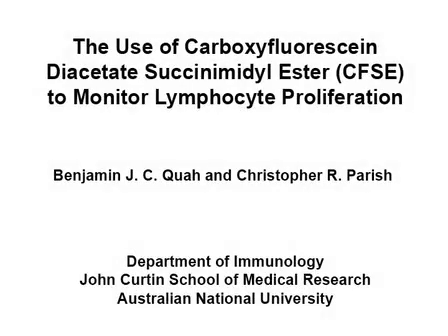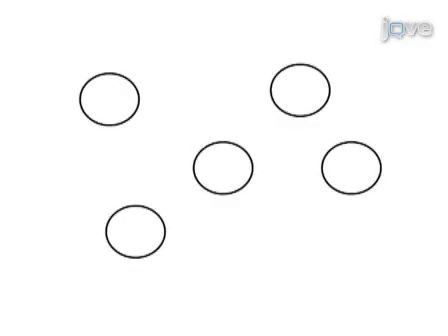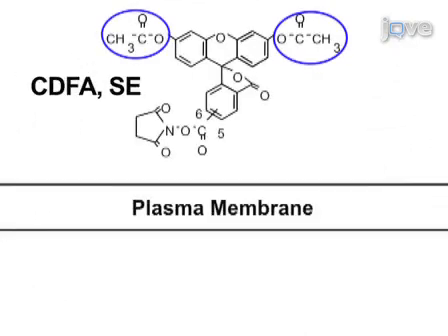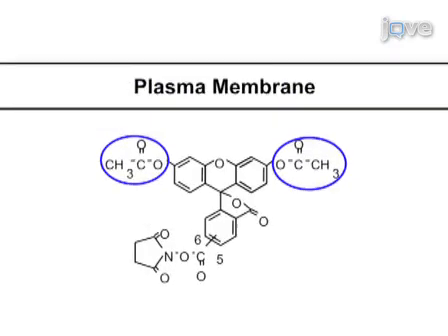The overall goal of this experiment is to label lymphocytes with the intracellular fluorescent dye CFSE so that lymphocytes can be monitored for cell division by flow cytometry. This is achieved by mixing lymphocytes with CFDA-SE, which is the diacetylated form of CFSE. The two acetyl groups allow the dye to rapidly enter cells.